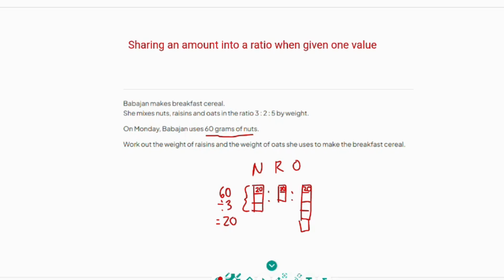Work out the weight of raisins and the weight of oats. So for raisins, it's 20 times 2, right? We've got 2 boxes of 20, which is 40. And for oats, we've got 20 times 5, which is 100 grams.